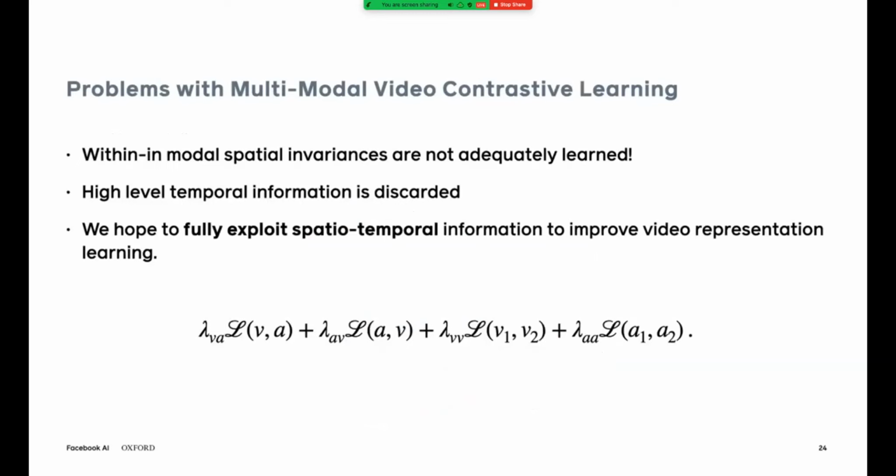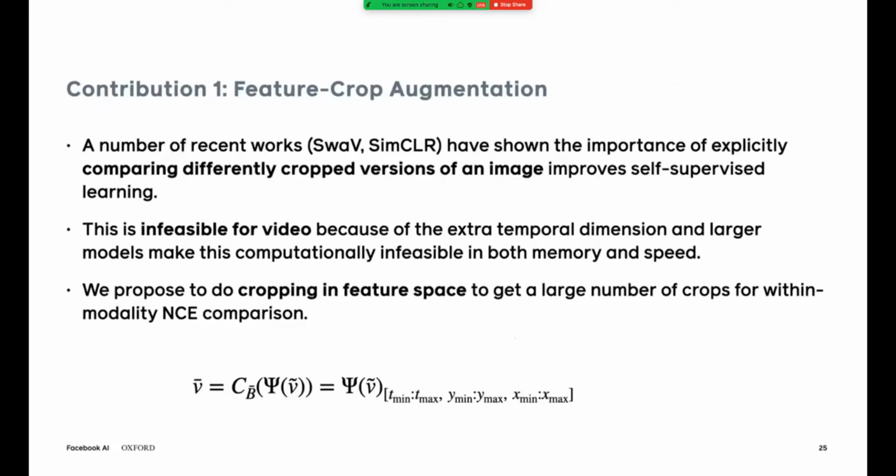The other thing we notice is that, particularly for video, high-level temporal information is discarded. Usually after the input is passed through the network and you get some sort of representation, it's just average pooled without any mechanism to deal with the temporal information. So we hope to fully exploit the spatiotemporal information to improve video representation learning.